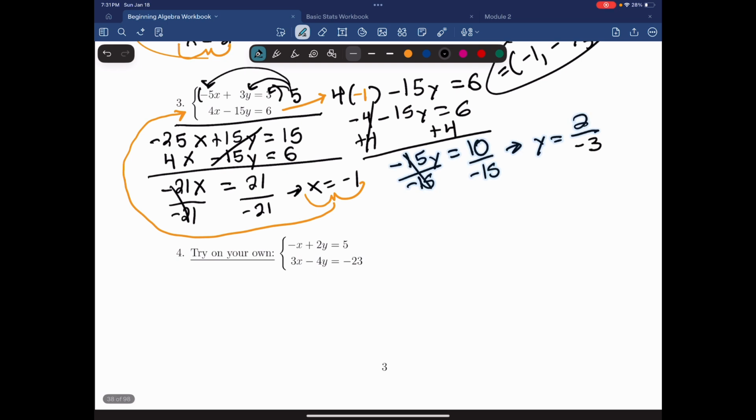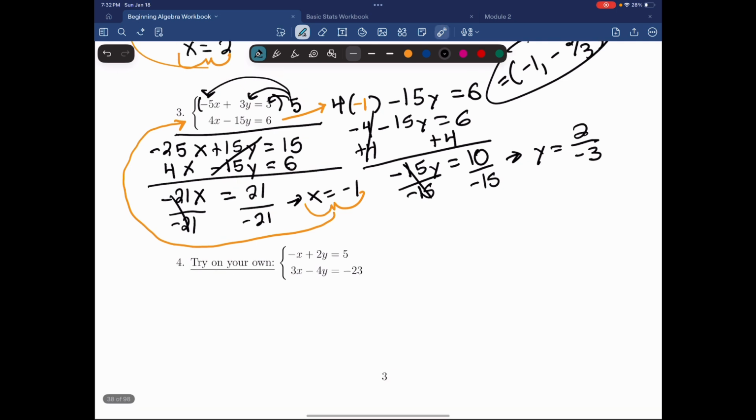Alrighty. So for example number 4, I encourage you to pause the video and try to solve this system completely on your own. And assuming you have tried this on your own, let's go through this together. So we have negative x plus 2y equals 5, and 3x minus 4y equals 23. So, looking at this, we have a negative x and a positive x term, a positive y term, and a negative y term.